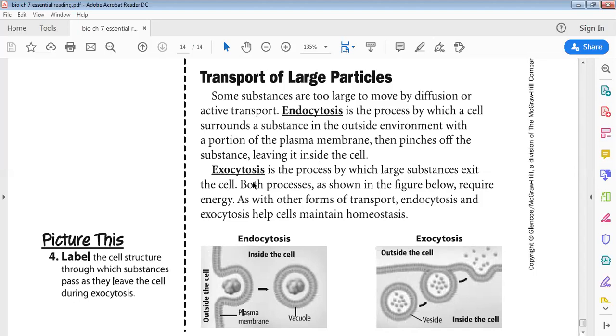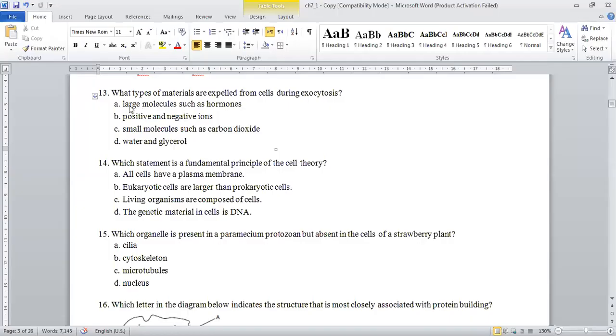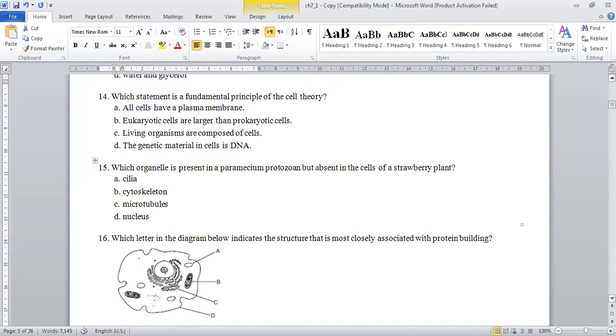So back to the words here. Question 13, what types of material are expelled from cells during exocytosis? Exocytosis takes large particles outside the cell. The large molecules. Here it lists positive and negative ions, small molecules, water. No, here I have to know the answer by the word large. The answer is A. Question number 14, guys. Who wants to answer?